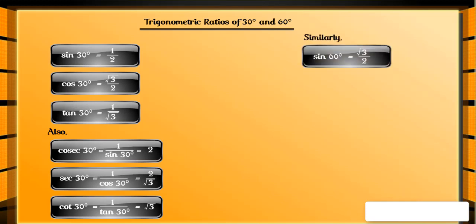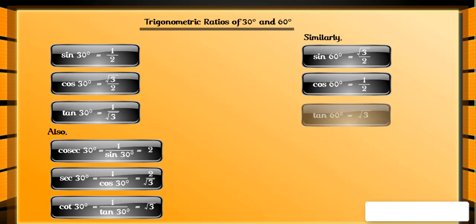Similarly, sin 60 degrees is equal to under root 3 upon 2. Cos 60 degrees is equal to 1 upon 2. Tan 60 degrees is equal to under root 3.